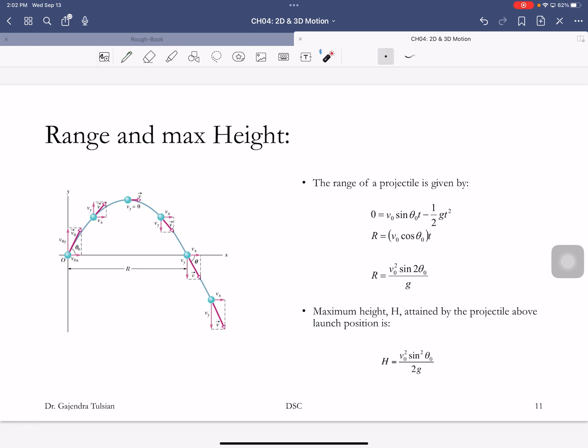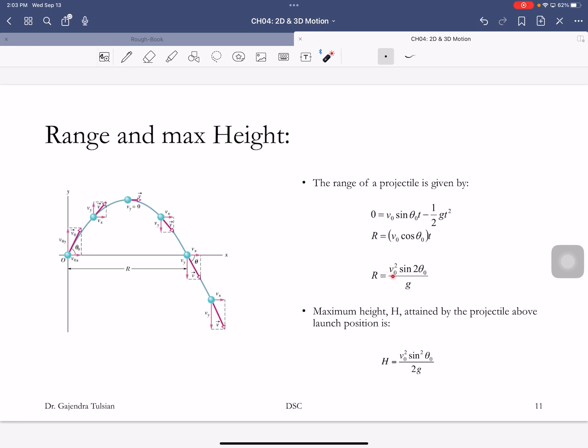One of the things we'll be interested in is the range of a projectile. The range is the horizontal distance it travels when it's come back to the same vertical position. So you would be interested in this if you were shooting cannons at a ship and stuff like that. All right, the range is your initial speed squared times sine 2 theta, where theta is the launch angle, divided by g.